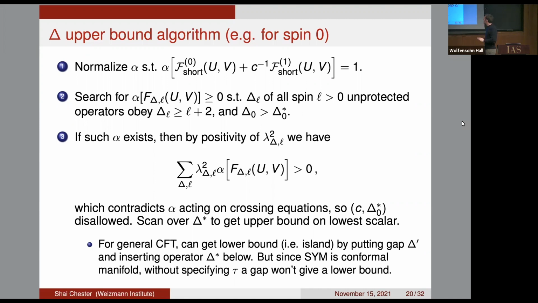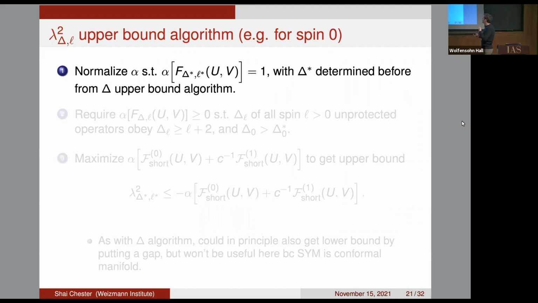Okay, good. So there's a similar algorithm for the OPE coefficient squared. Again, I'll show it to you for spin 0. So now you normalize the functional such that it acts on the crossed block for some specific operator with some delta star and L.